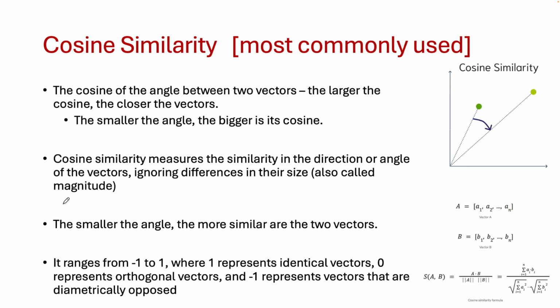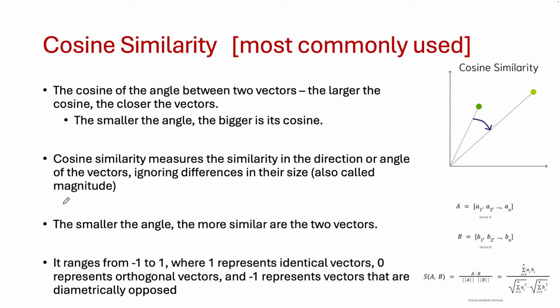But cosine similarity is the most commonly used one, and what this tries to do is look at the measure of the angle between the two vectors. The larger the cosine, the closer the vectors; the smaller the angle, the bigger the cosine. So the cosine similarity measure looks at the similarity in the direction or angle of the vectors, ignoring differences in size.